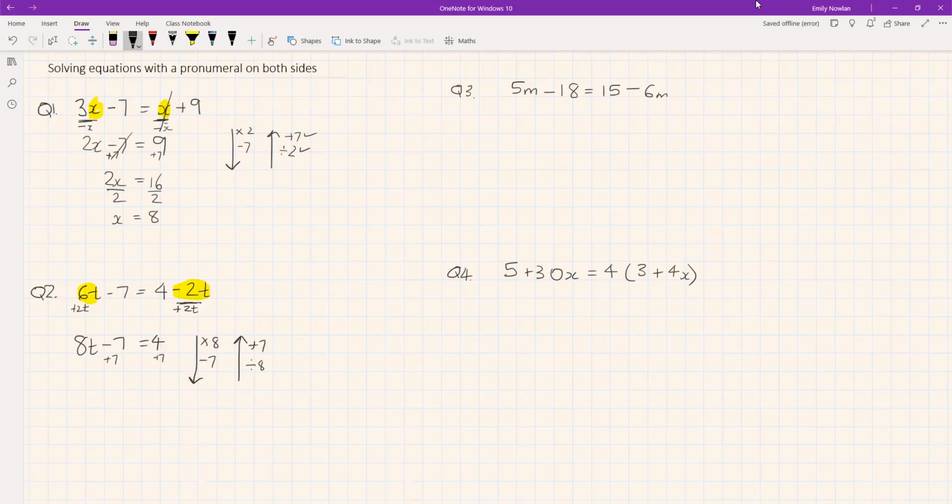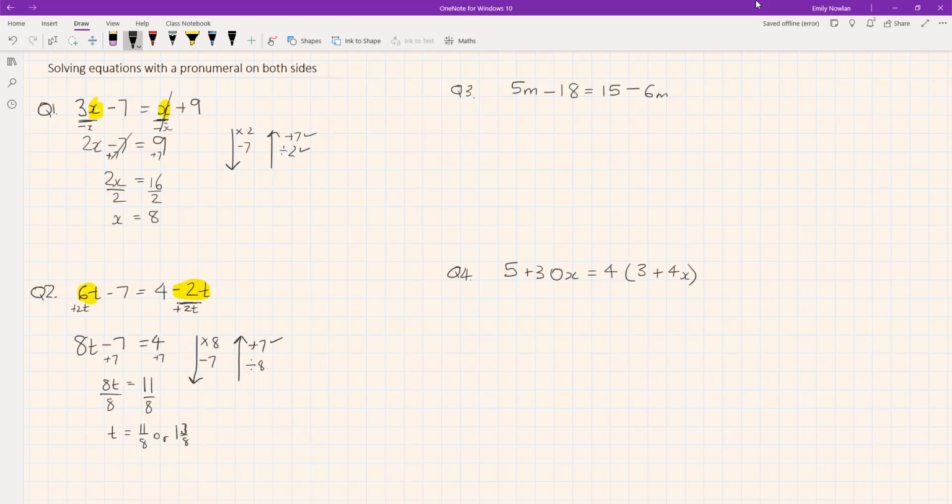Add 7, add 7. 8t equals 4 plus 7 is 11. So we added 7 to both sides. Now we need to divide by 8 on both sides. So we get t is equal to, now we can sometimes get answers like this. 11 over 8, it's not a whole number, that's fine. Or you can rewrite it as 1 3/8.